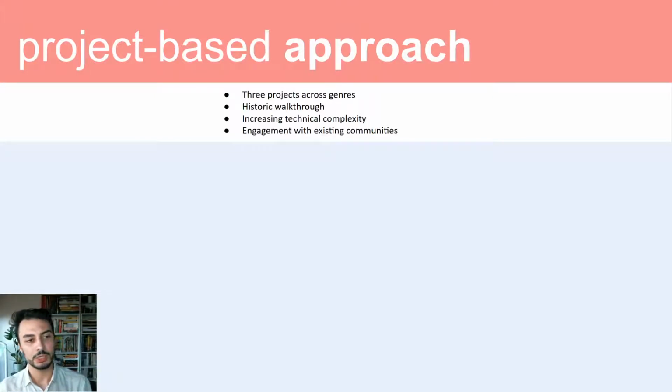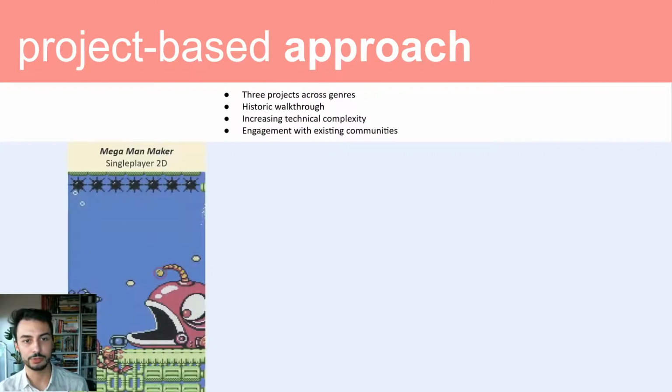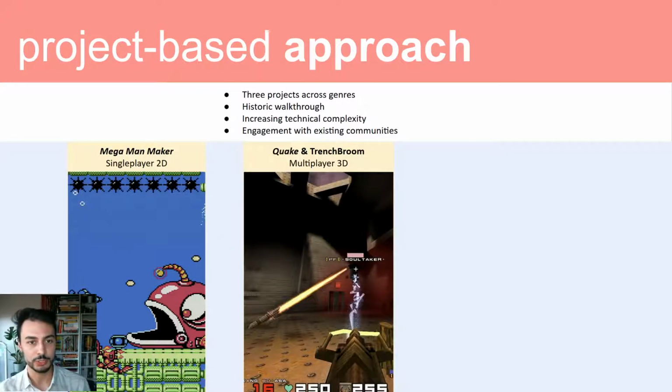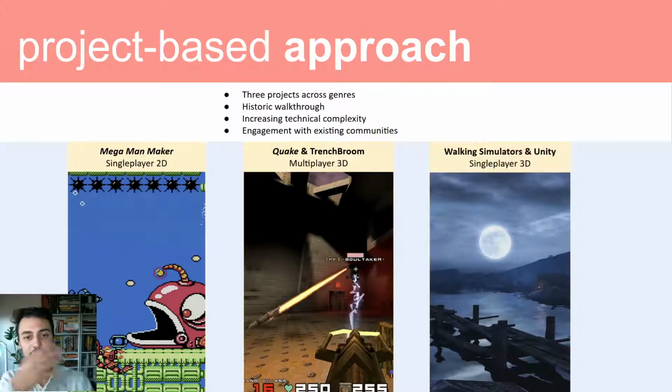So the syllabus consisted of predominantly three projects across different genres to engage students in different approaches and ways of thinking about level design. Each would be part of a historic walkthrough of different ways of thinking about game levels and game forms that would increase in complexity. This would begin with challenge and skill-based platformers using Mega Man Maker, social multiplayer first-person shooters using Quake and Trench Broom, and then also turning the FPS on its head and looking at exploration-focused first-person walking simulators in Unity.